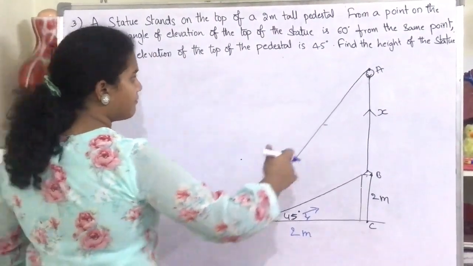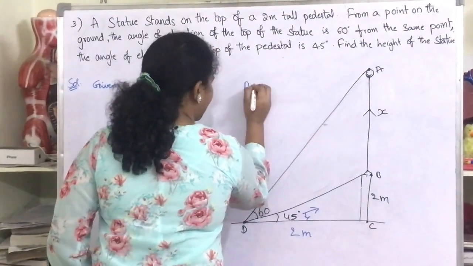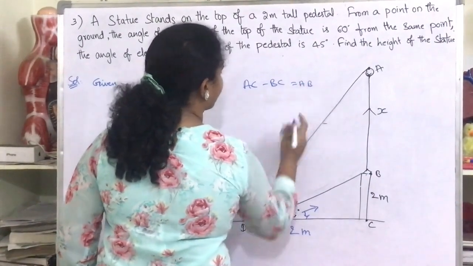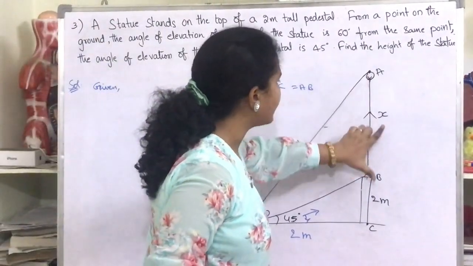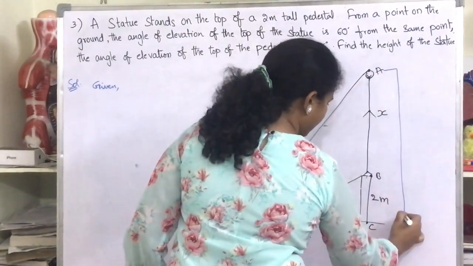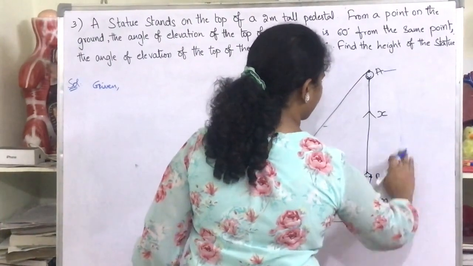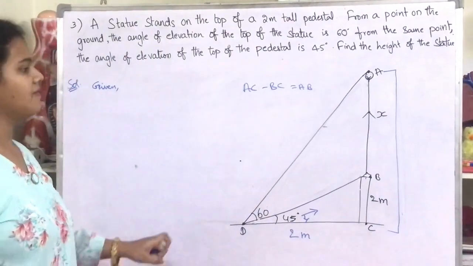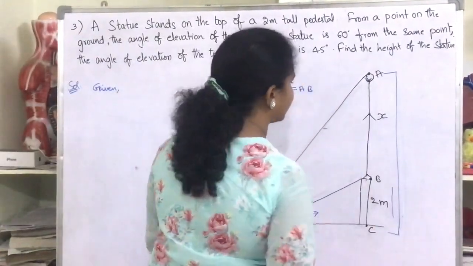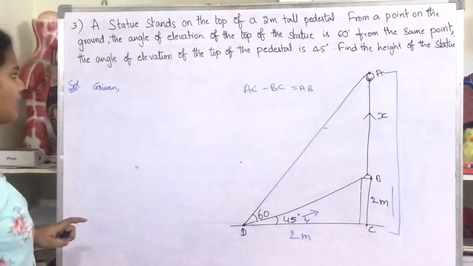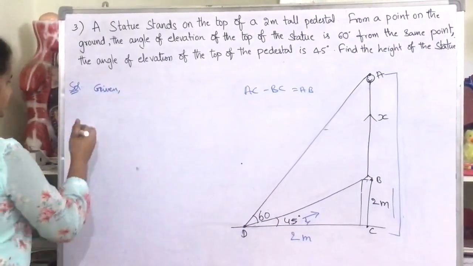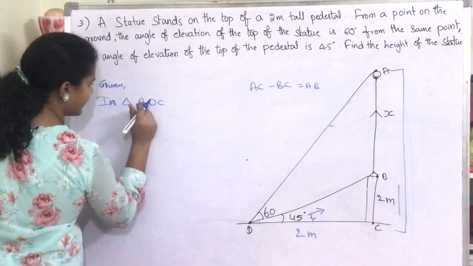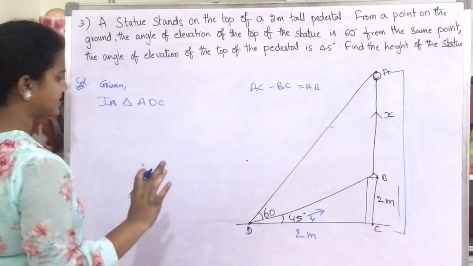Firstly, by finding the AC value, we know that AC minus BC equals AB. So firstly, if we find the AC value, this will be the AC value. By finding this value, AC minus BC gives what? The AB value. Now let's consider triangle ADC.